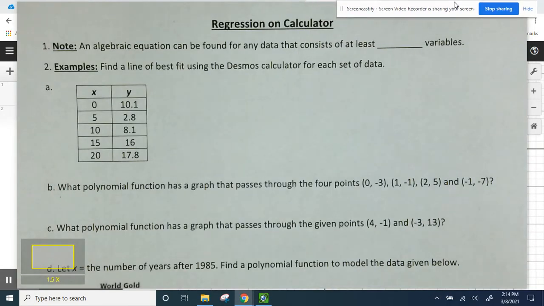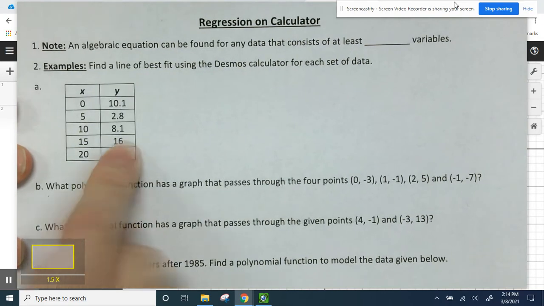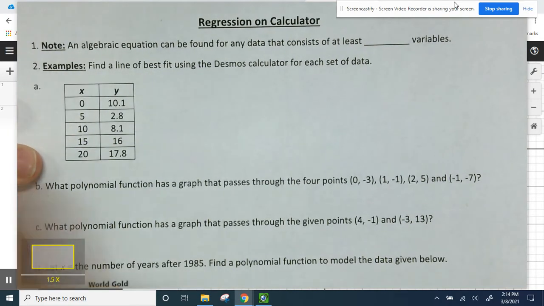Today we're going to learn how to come up with an equation for a line when we're only given points. And we're going to completely use Desmos to come up with this.